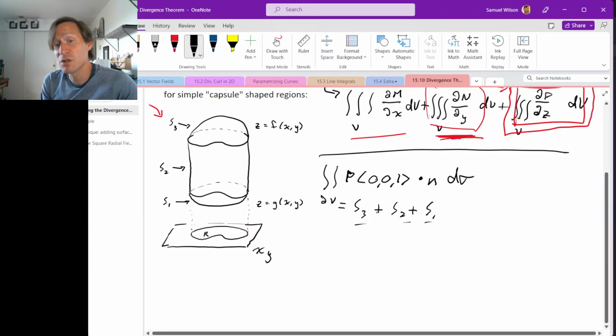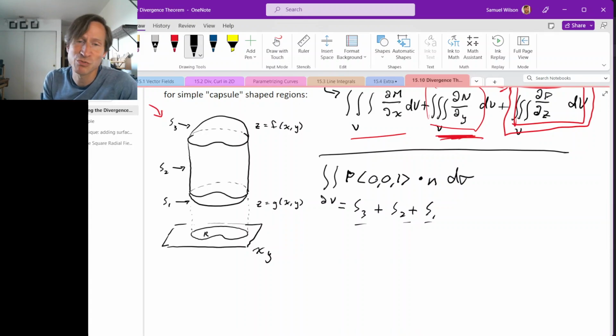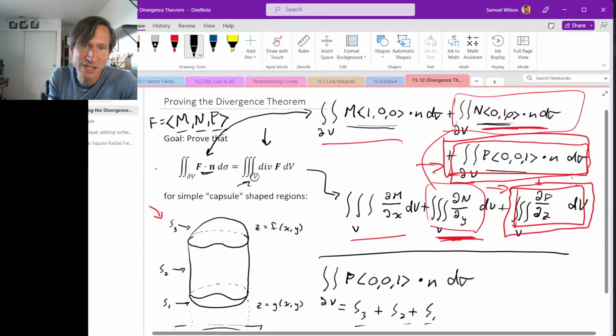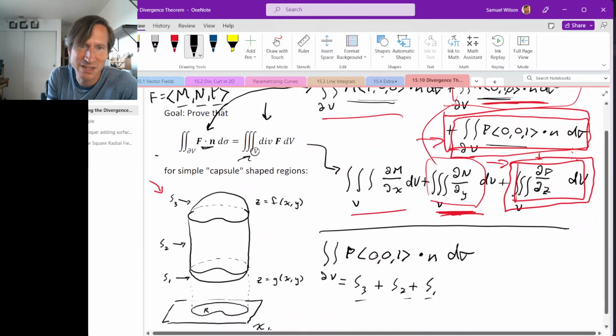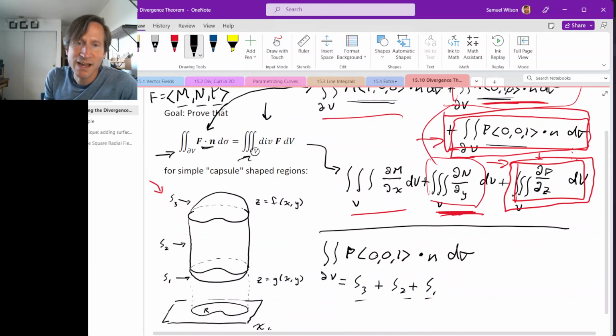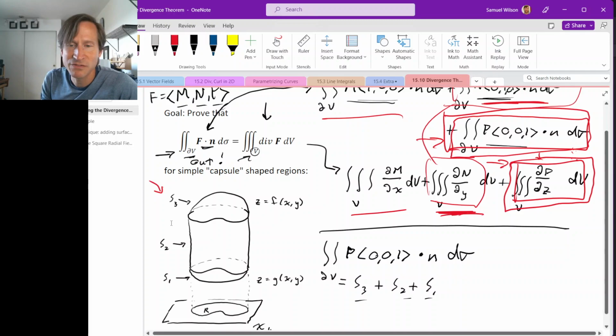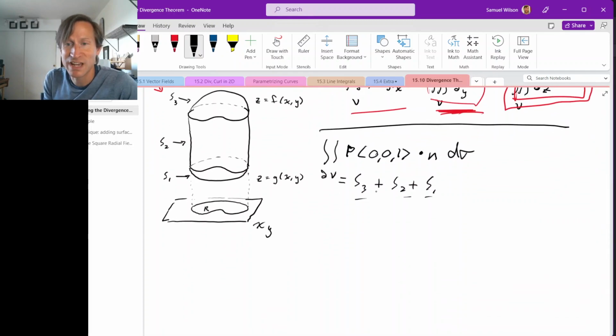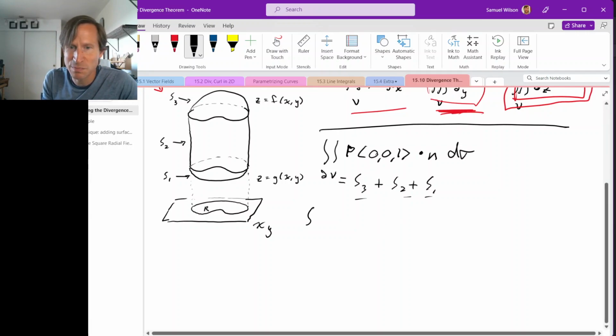We do need to be careful about orientation when we do this, because remember, when we came up with this guess for the divergence theorem, we thought that this surface should be oriented outwards, right? So we'll have to make sure as we go that we're choosing outward pointing normal vectors for these surfaces. Okay, so let's do S2 first, because that one turns out to be the easiest.